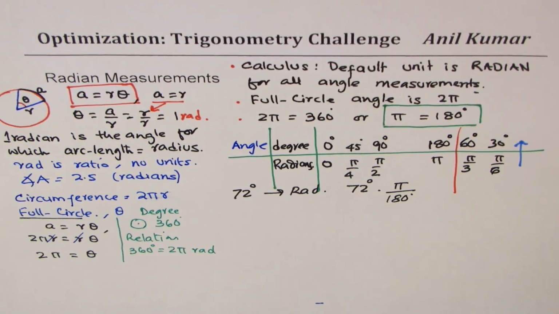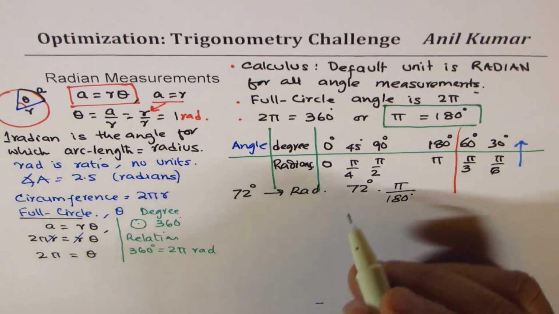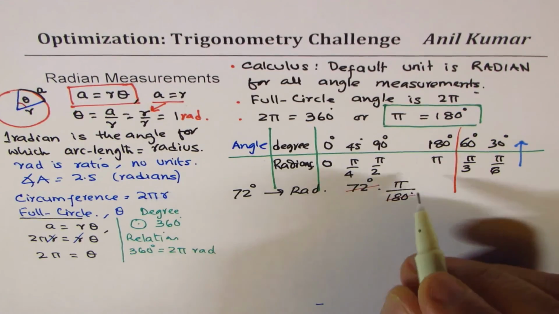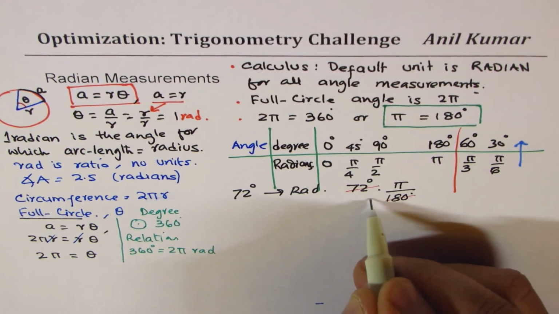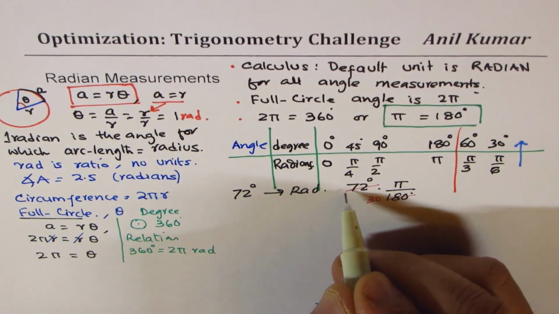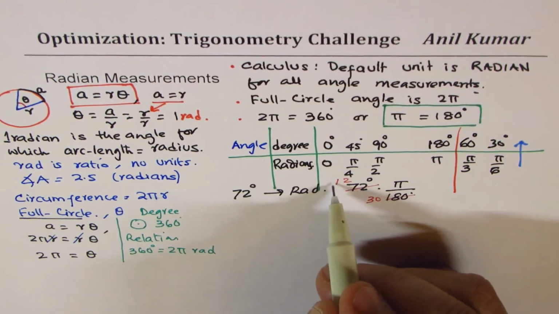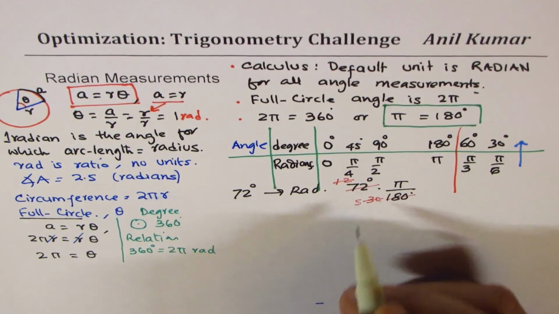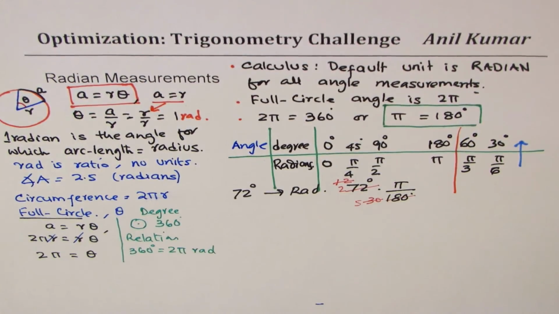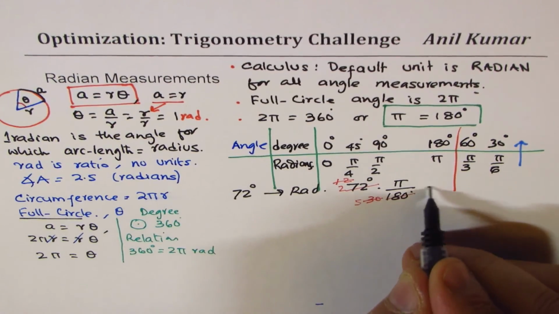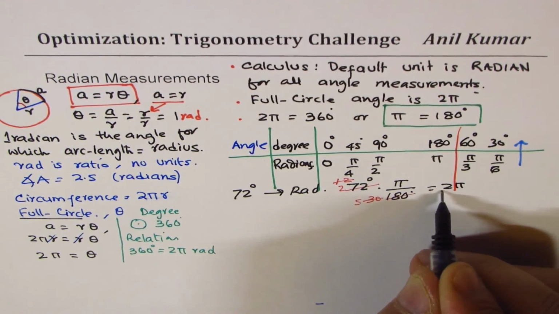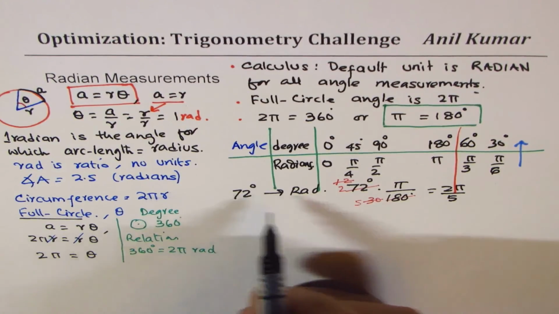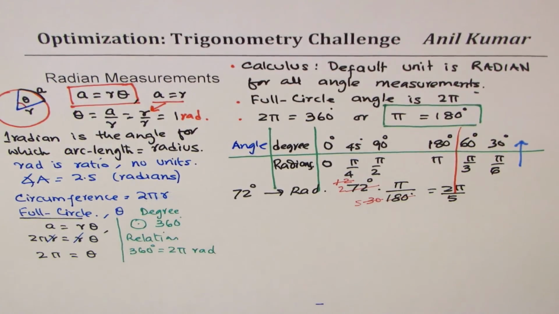And you can simplify this to get the result, dividing both by 6, for example. 6 times 30, right? 6 times 1 is 6 and 6 times 2 is 12. And further we can divide by 6. 6 times 5 and 6 times 2. So what you get here is equal to 2 pi over 5. So 72 degrees is 2 pi over 5 radians. Does that make sense to you?